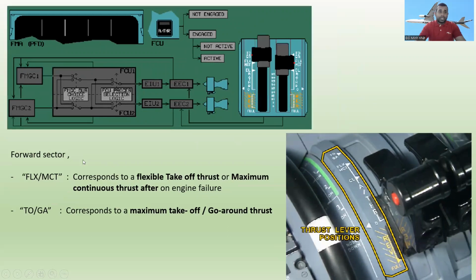The next one, the forward sector. FLX MCT corresponds to the flexible takeoff thrust, or maximum continuous thrust after an engine failure. And the next one, takeoff or go around, TO GA, corresponds to a maximum takeoff or go around thrust. These are the detents.